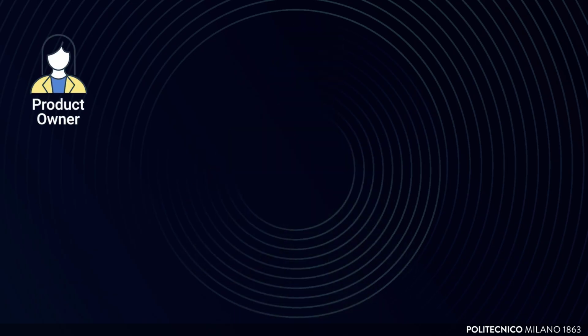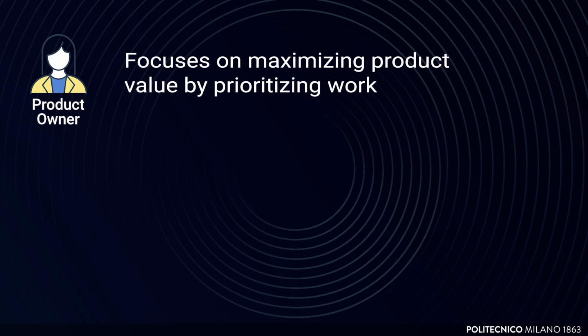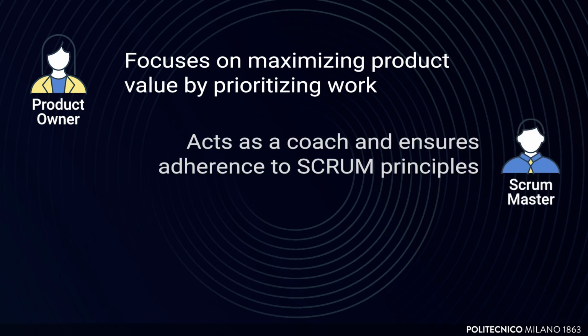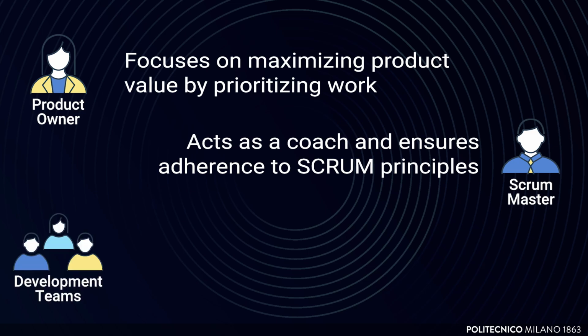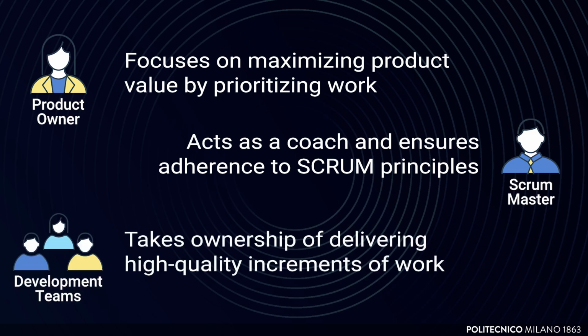One of the key features of Scrum is its lack of a traditional project manager role. Instead, responsibilities are distributed among the Scrum roles. The product owner focuses on maximizing product value by prioritizing work, while the Scrum Master acts as a coach and ensures adherence to Scrum principles. The development team takes ownership of delivering high-quality increments of work.